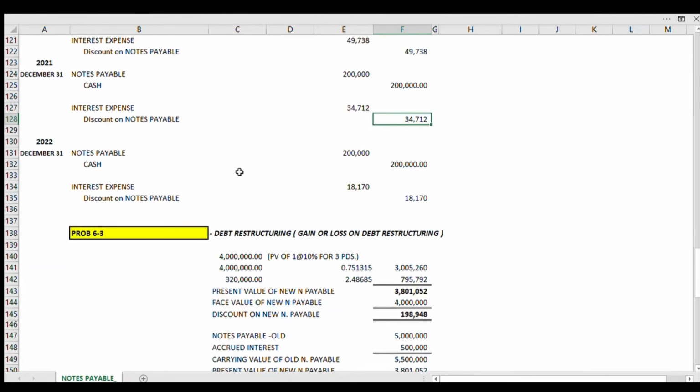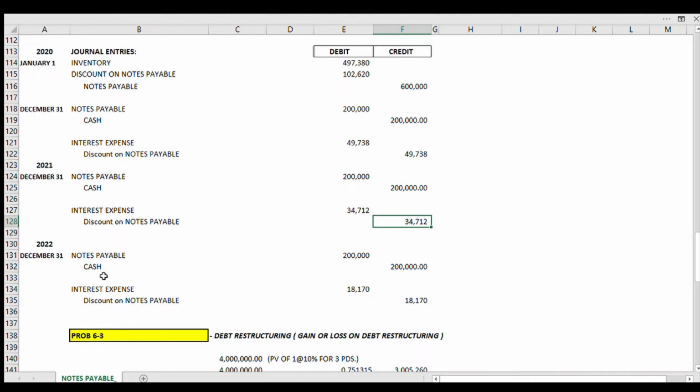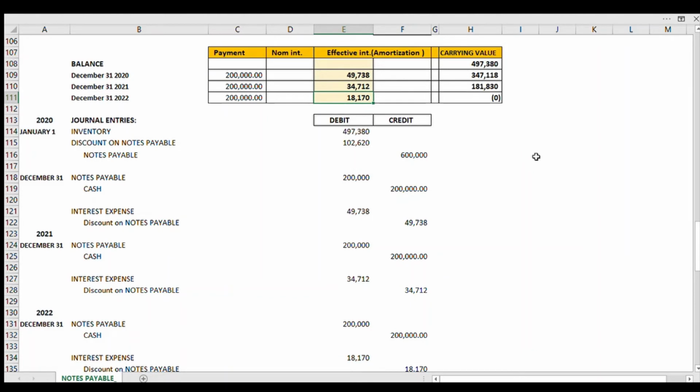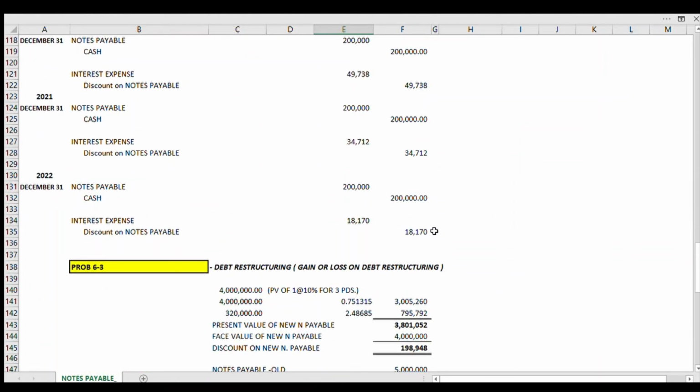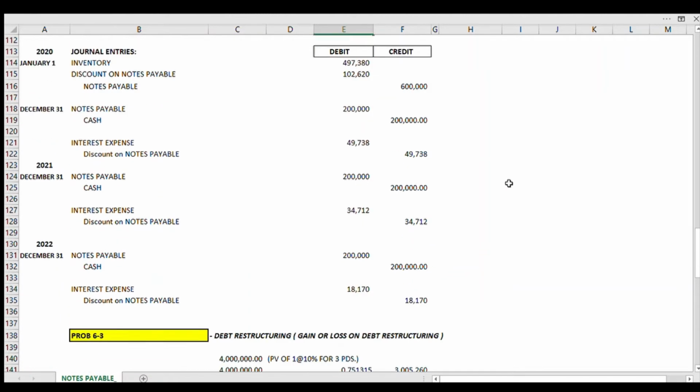Okay, on the third year, that is payment again, for 200,000, and credit to cash 200,000, interest expense 18,170. Okay, that's the amount, and discount on notes payable 18,170. Now, you will notice zero na ang ating ending balance considering the decrease in the principal and the amortization of 18,170.